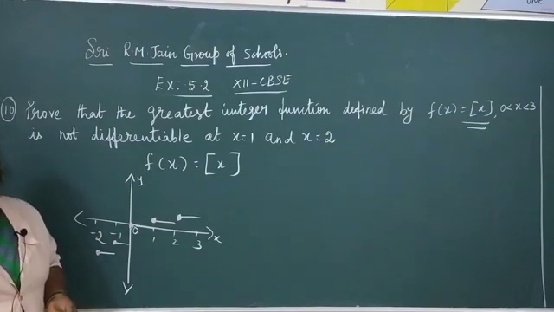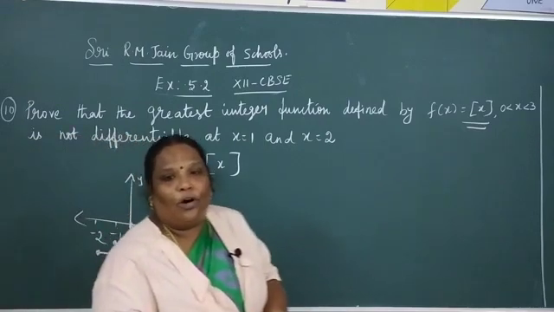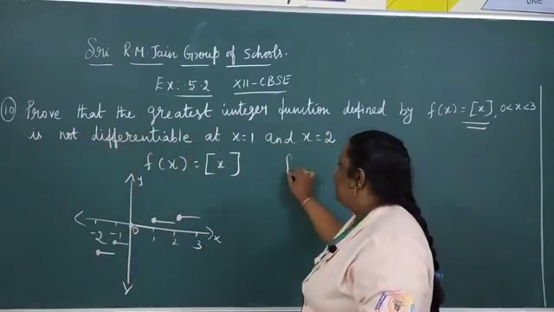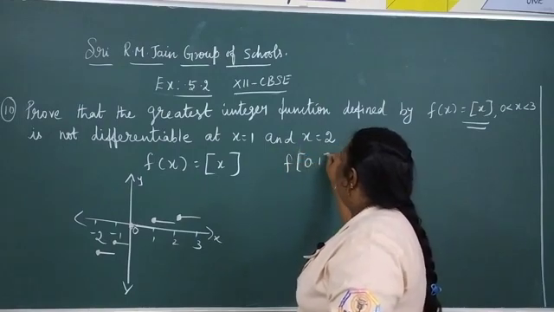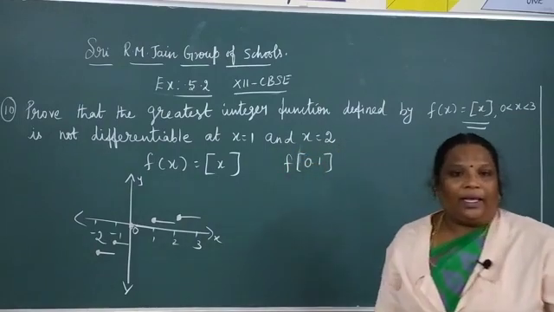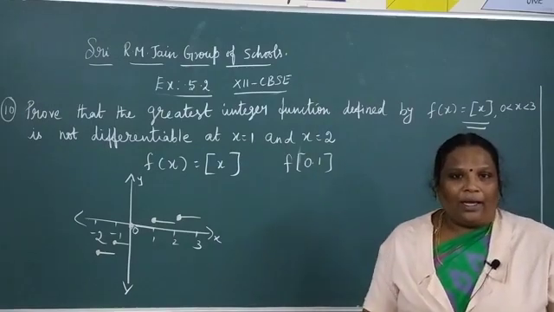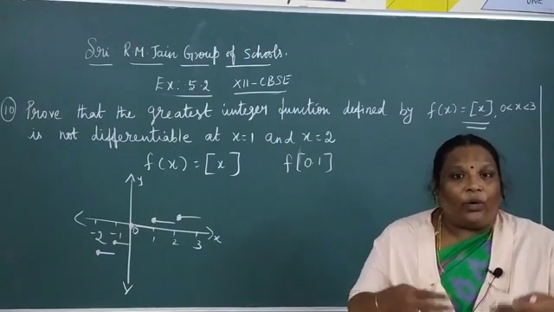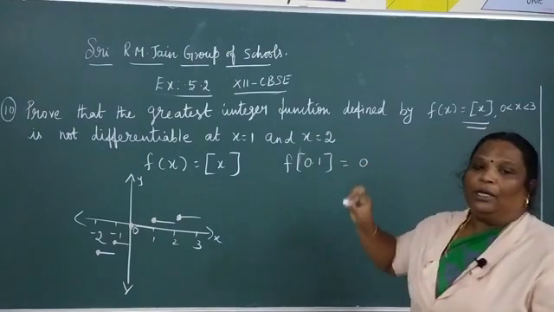You are getting confusion, I think so. See here, see the value f of 0.1. Suppose f of 0.1 in the value of x. What is the greatest integer? What is the answer you are going to write? You write the answer 0.